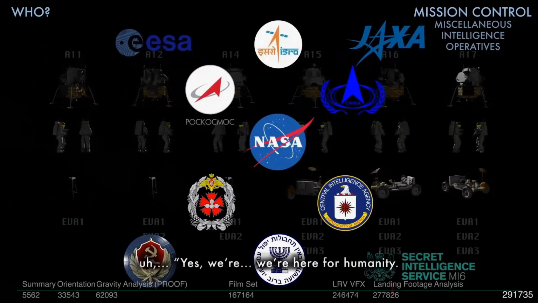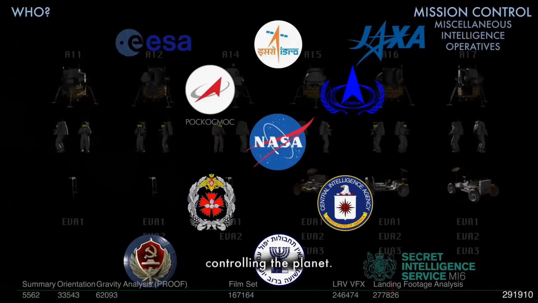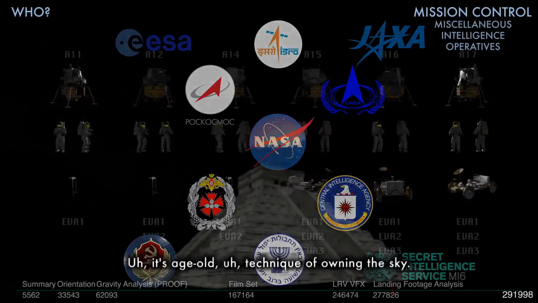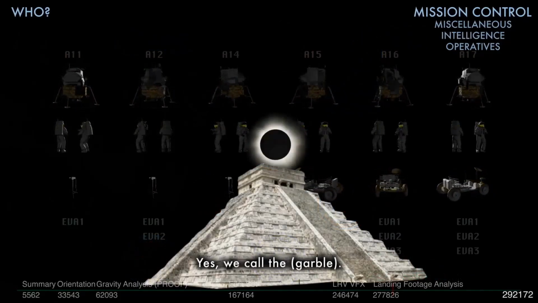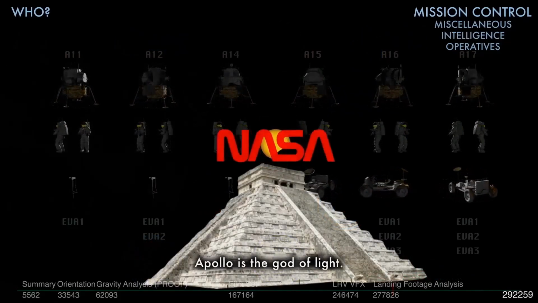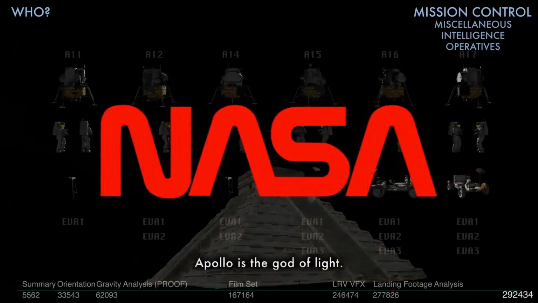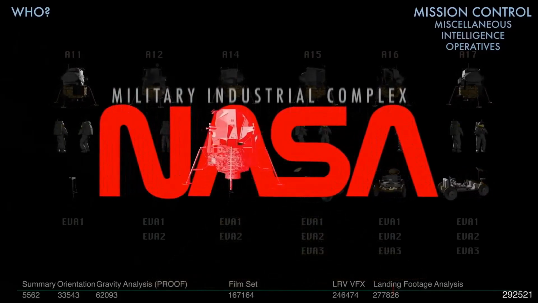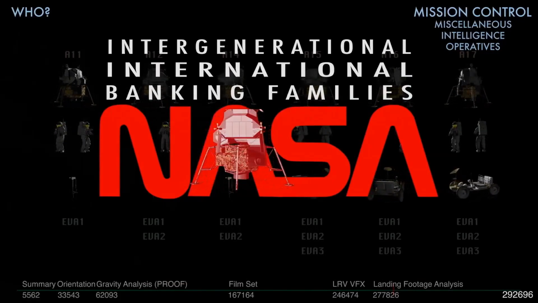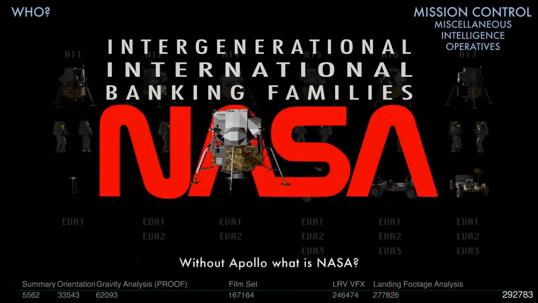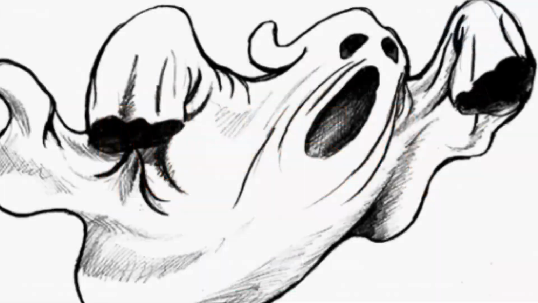Such companies say, yes, we're here for humanity, and yes, we put people in space, but no, we're putting spy satellites over the planet, trying to control the planet. It's an age-old technique of owning the sky. Yes, we try to communicate with the heavens, but we are in communication with the gods. Apollo is supposedly the god of light. NASA is not. So without Apollo, what is NASA? Apollo isn't real. It's nothing but a ghost.